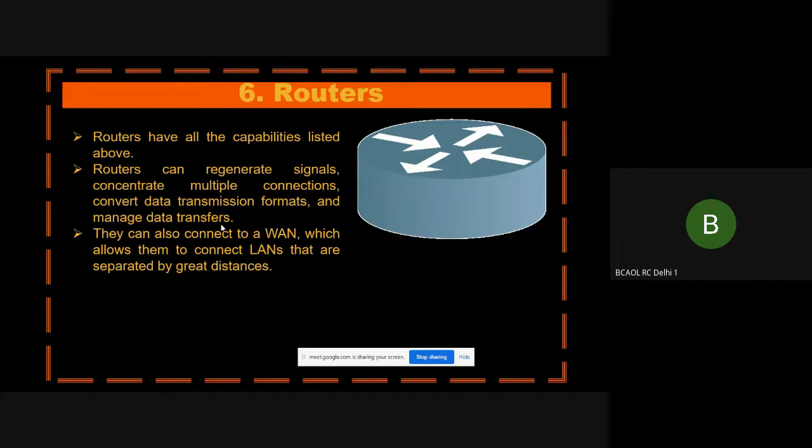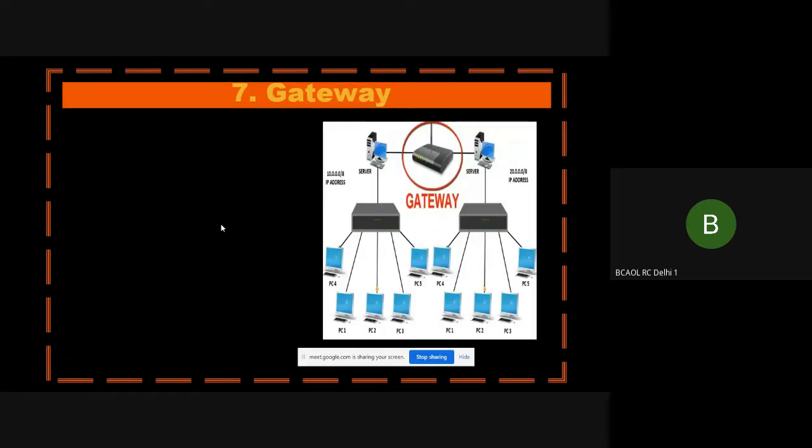Do you understand? So the router has another job also. It finds the best path and routes the packets to the destination. Right. Then we come to gateway.